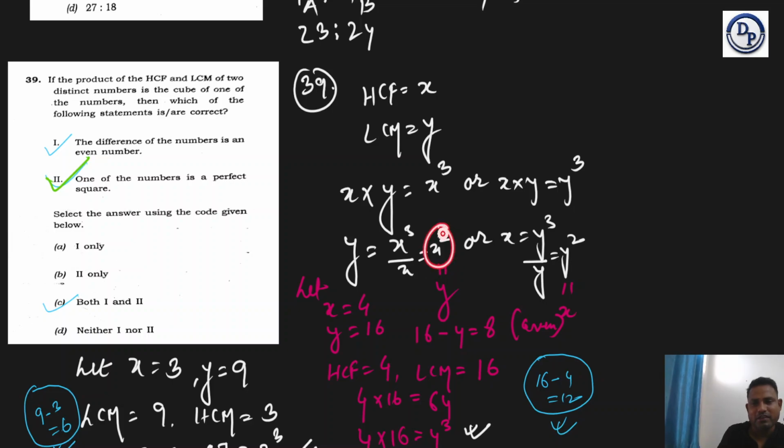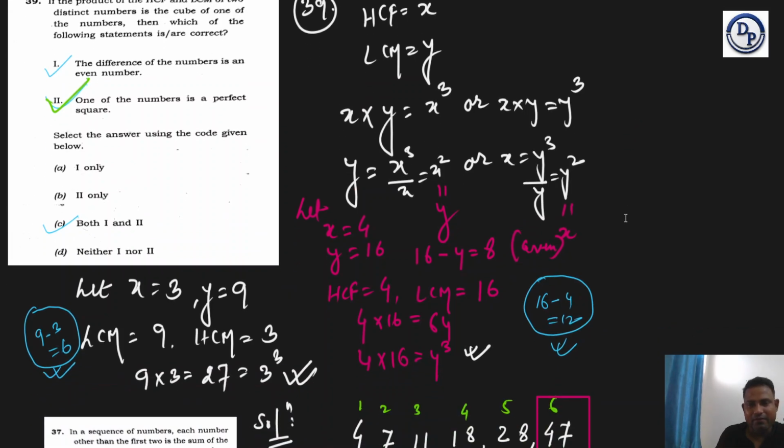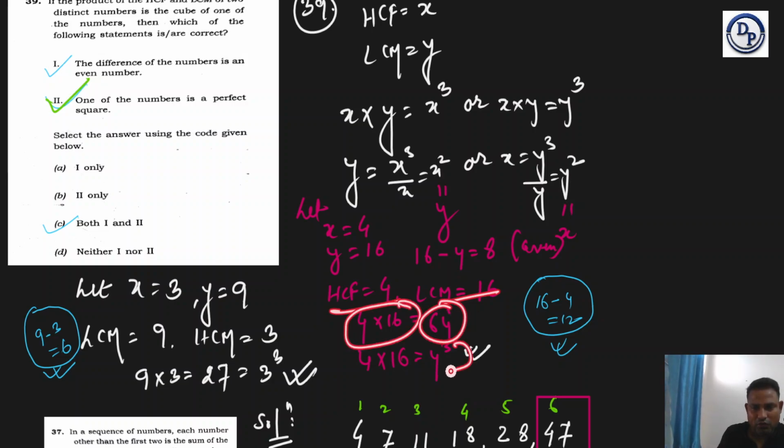x is y equal to x square means what? Obviously y is a perfect square. I gave an example as well here, so you can see that. Let y equal 4 and x equal 4, HCF is 4 and LCM is 16 of any two numbers. This is LCM. When I take the product, I got 64, and 64 is the cube of 4. This is correct according to the question.